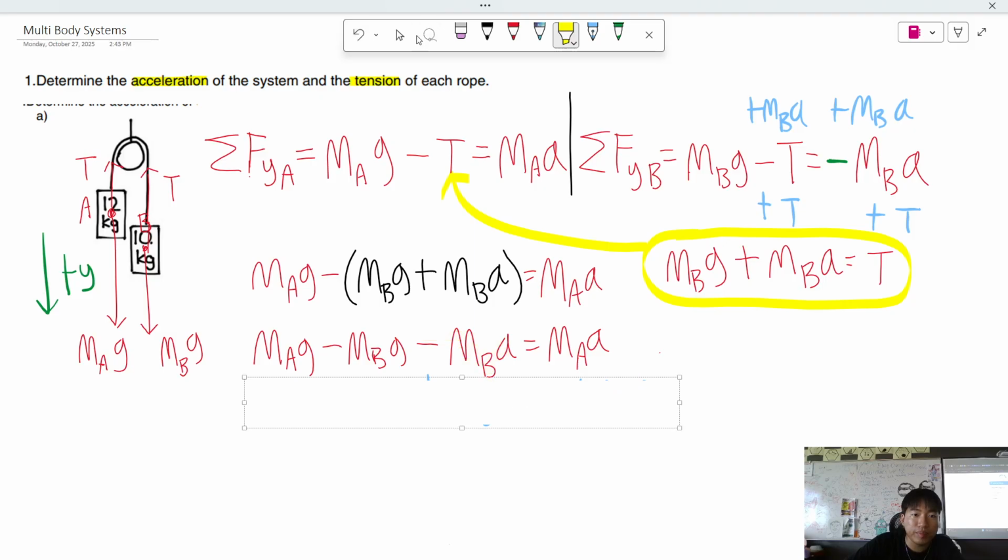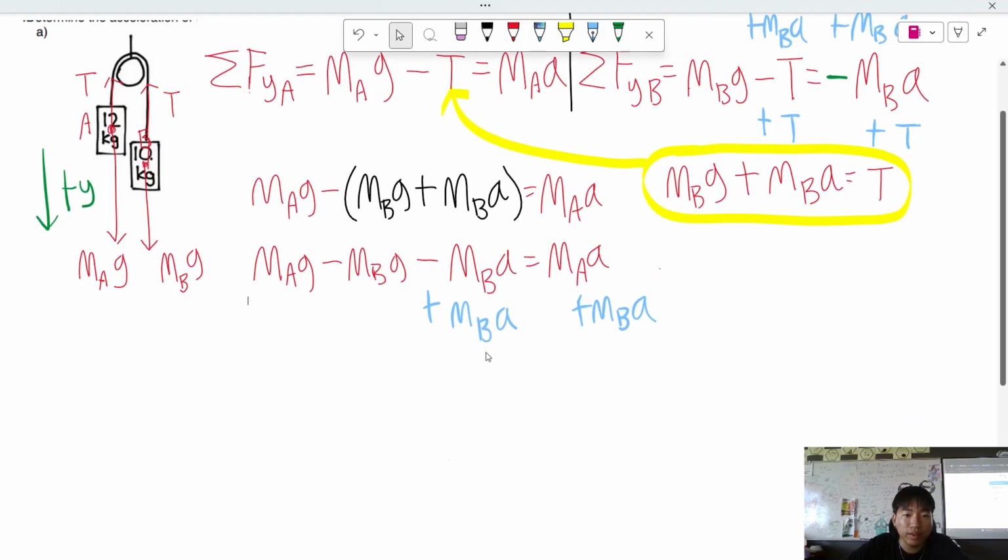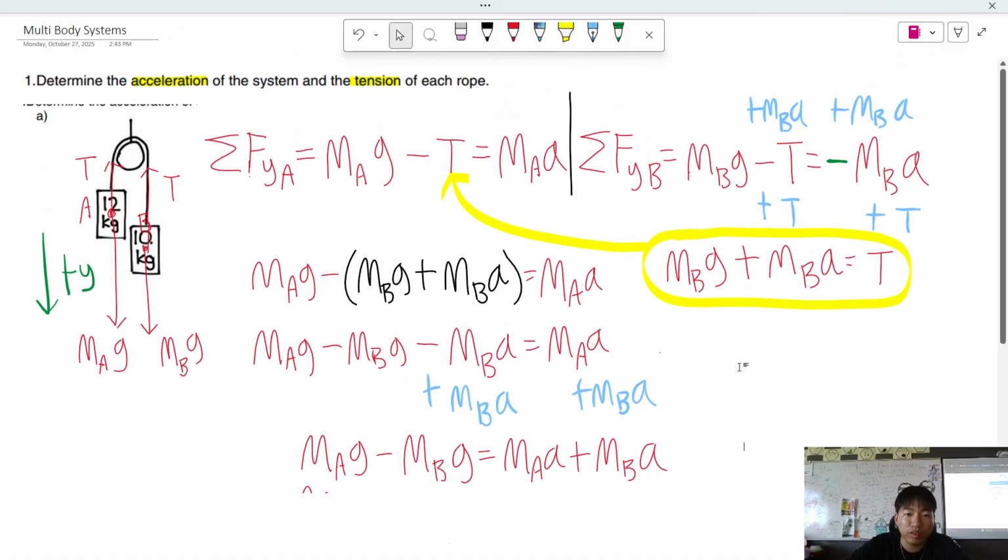So, you remember how to do that, right? You just add it, because we want to get this over here. So we add it, just like that, plus MBA. Once you do that, what's that going to look like? It's going to look like this, okay? MAG minus MBG equals MAA plus MBA. Hopefully I haven't lost you yet, okay?